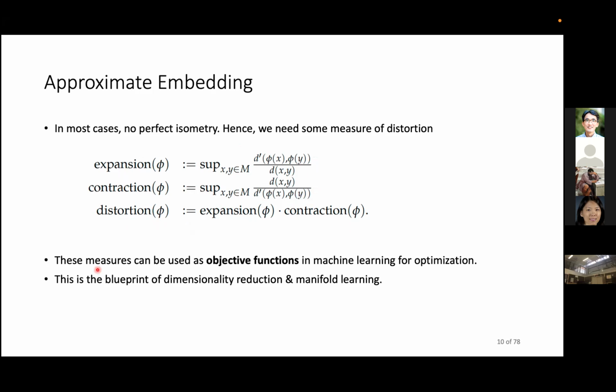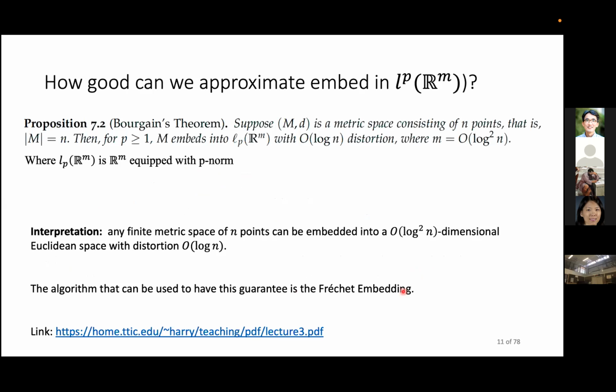And as we know in machine learning, normally we can have an objective, and we can try to optimize it, either maximize it or minimize it or confine it. So here you can easily devise an objective function such as distortion minus 1 as your optimization objective. And this actually, as I will later show, is a blueprint for dimensionality reduction and manifold learning tasks.